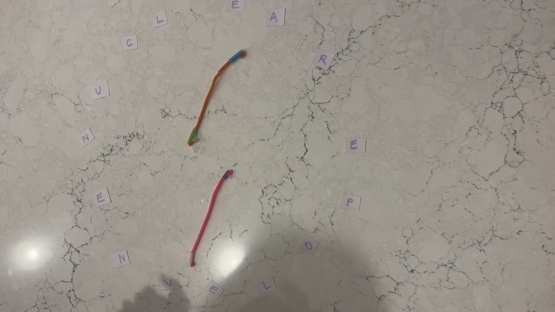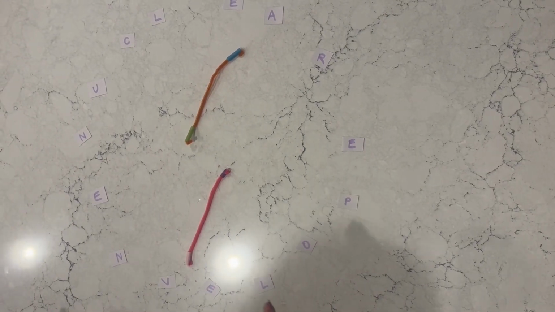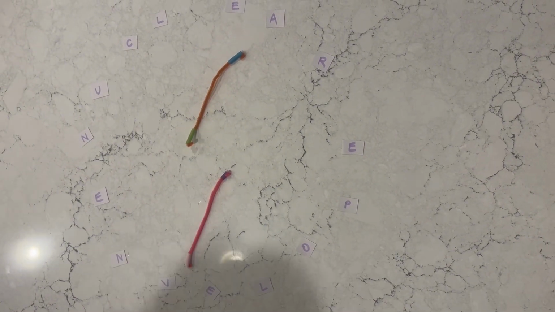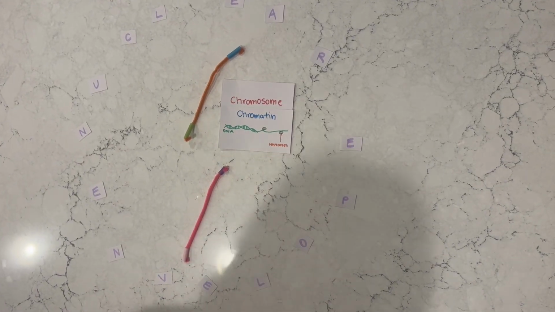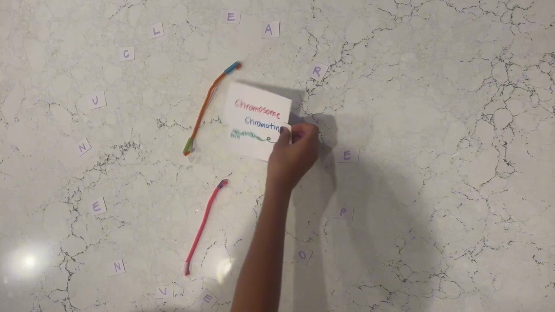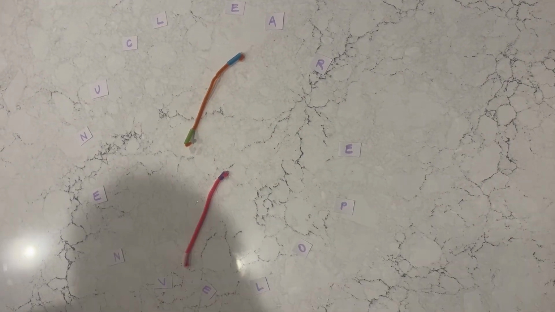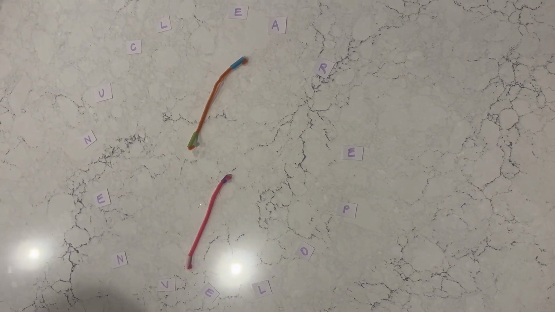Right here we have the cell with its nuclear envelope and 2 chromosomes in them. Each chromosome is made up of chromatin, which is DNA wrapped around histones. It's also applicable to this pink one. And right now the cell is in the G0 phase.